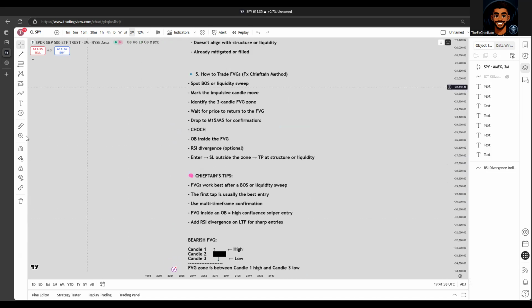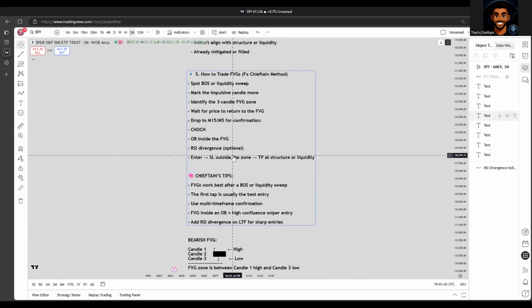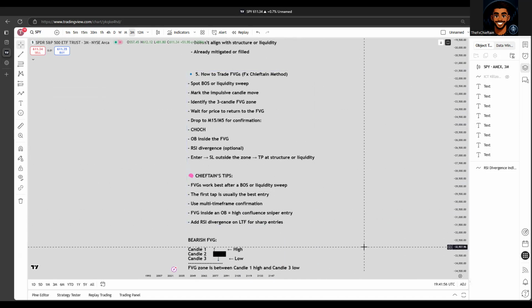You want to see an order block, and also you want to see, below the fair value or above the fair value, your RSI divergence aligned, and you want to enter with your SL outside of that zone and TP at the structure or liquidity zone. This is the concept I teach. All of this has my entry model, right? Then the tips I have for you guys.